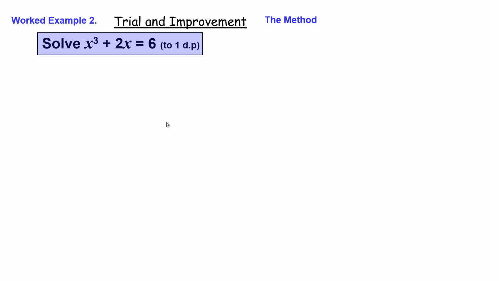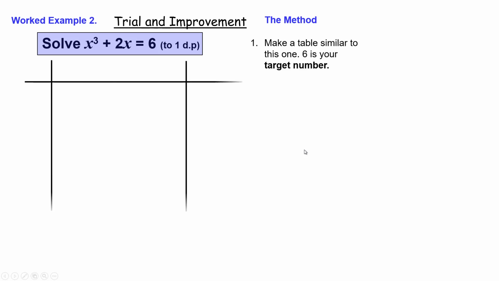Right, example number 2. Solve x cubed plus 2x equals 6. Again, to one decimal place. Make sure you note how many decimal places you're going to work your question to. Okay, so again, we sketch our table. We got our x term, which we're going to guess. You got x cubed plus 2x equals 6, and then our comment. So we always set it up like that, and we always work through it like that.